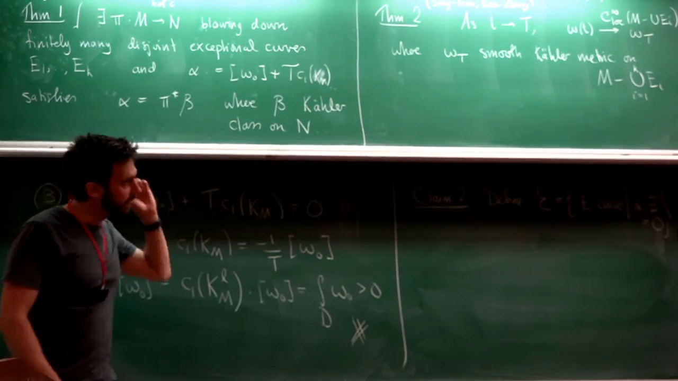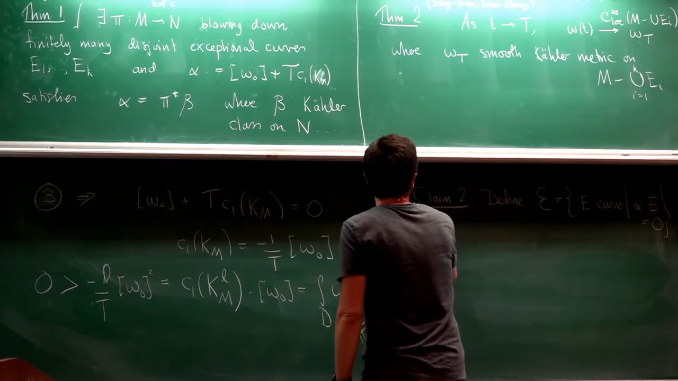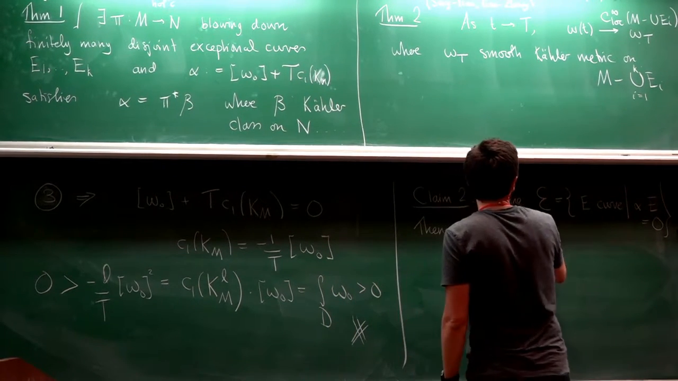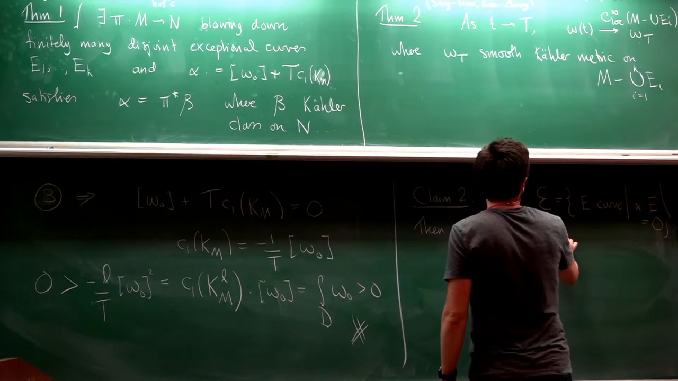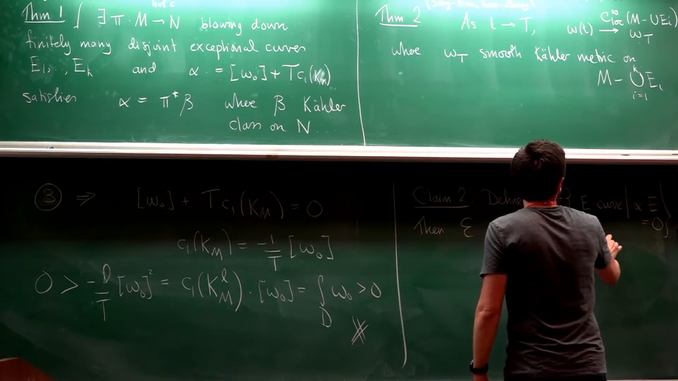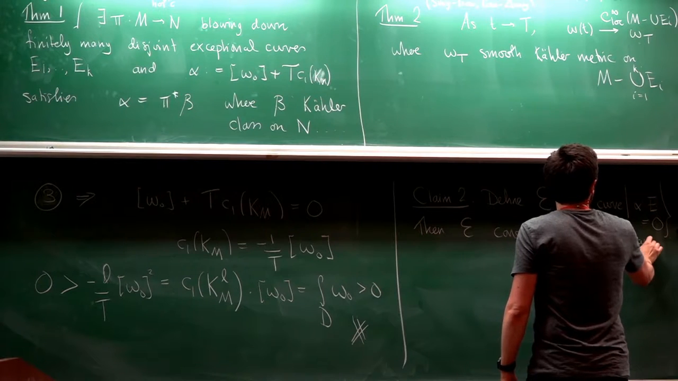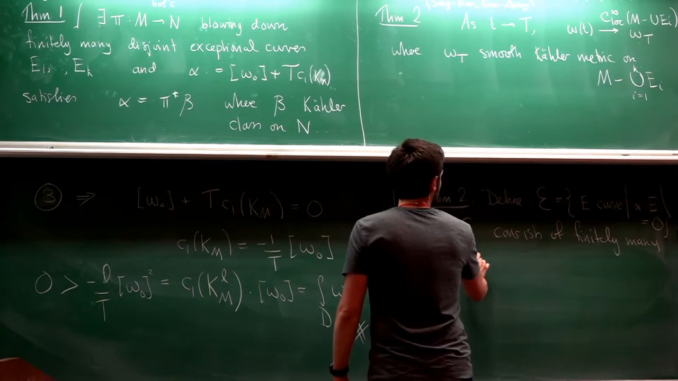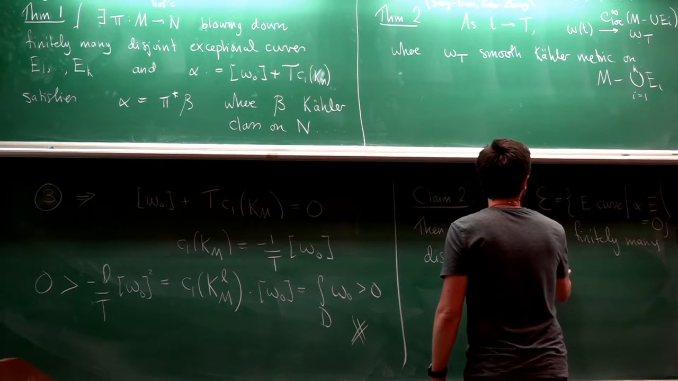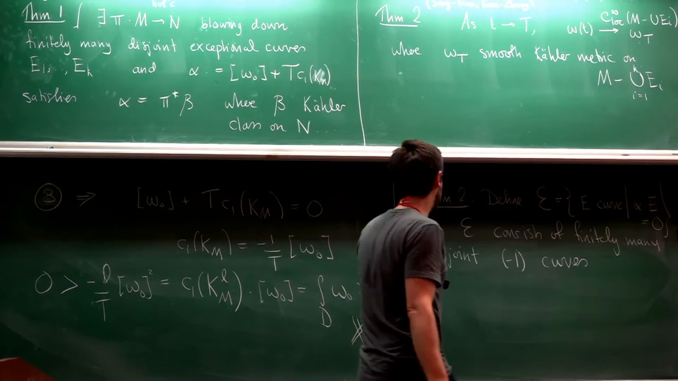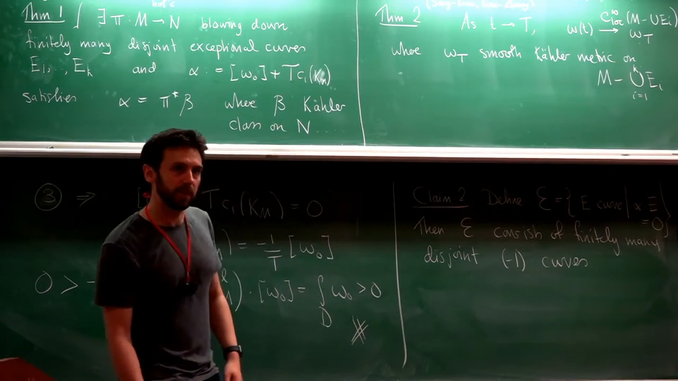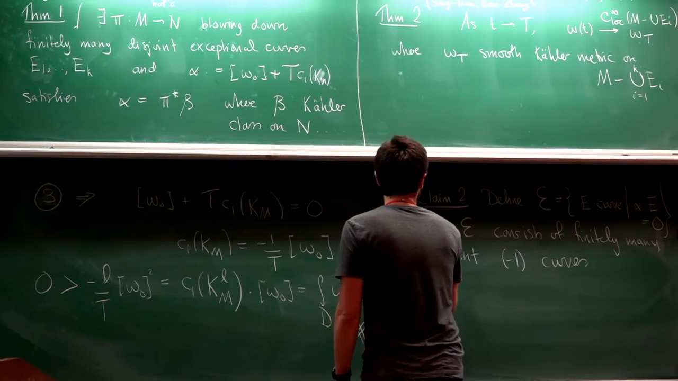Okay. Then E consists of finitely many disjoint minus one curves. Okay, so that's my claim, and those are going to be exactly the ones that I'm going to blow down. Okay, so the proof of claim two.